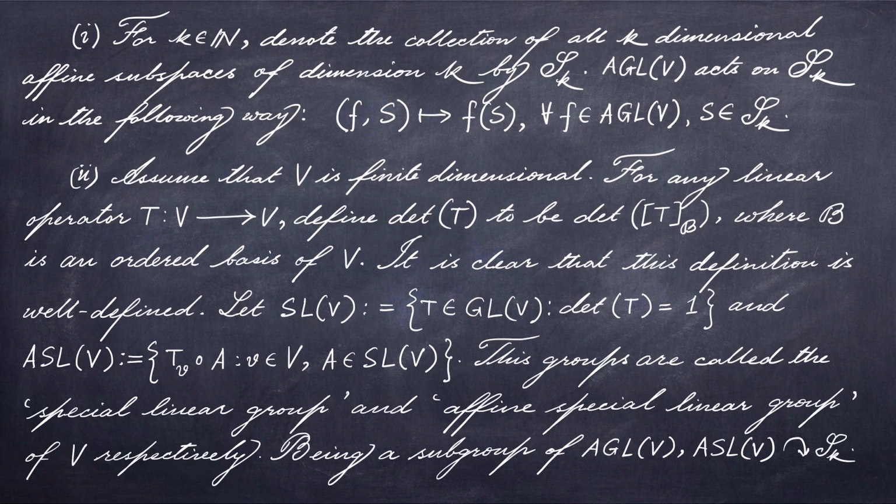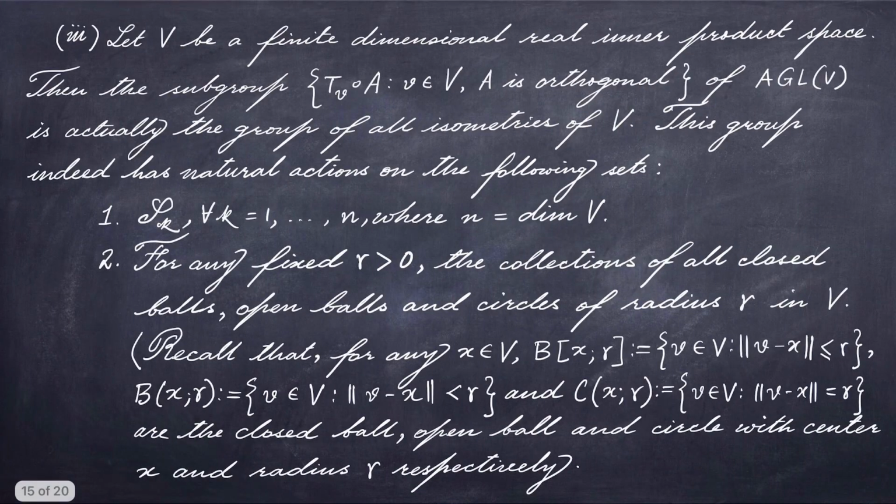Since this is a subgroup of AGL(V), it also acts on S_k, which is the collection of all k-dimensional affine subspaces. Now let V be a finite dimensional real inner product space, and then we consider this collection, where A is an orthogonal linear map. This is a subgroup of AGL(V). We have seen this subgroup earlier. This is nothing but the group of all isometries of V.